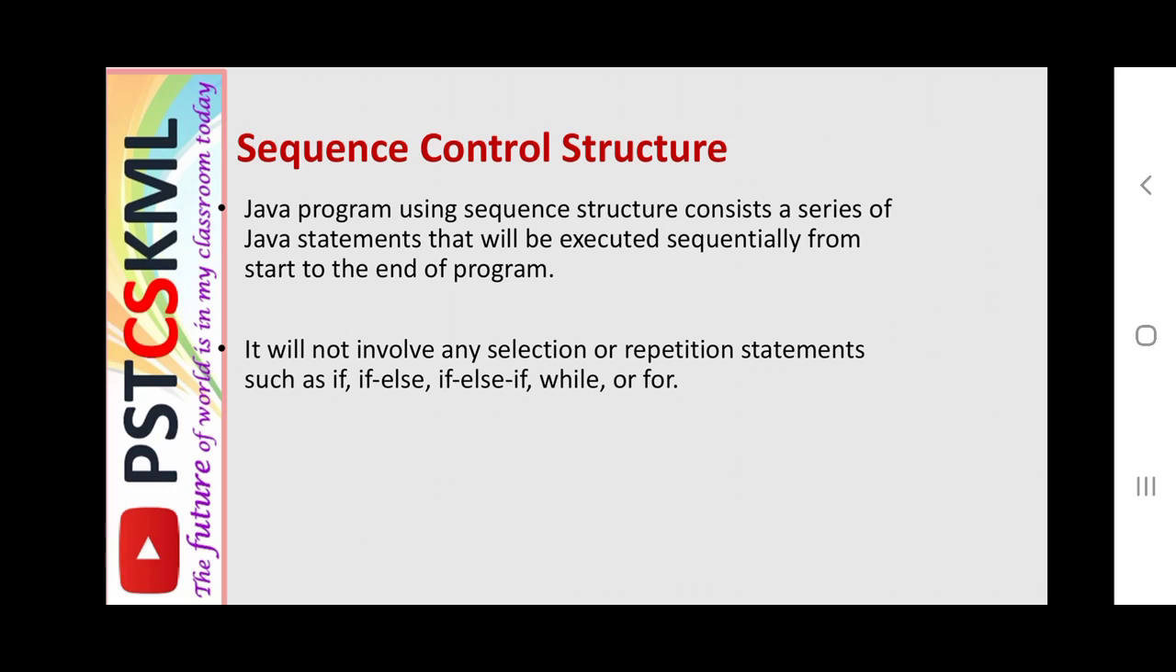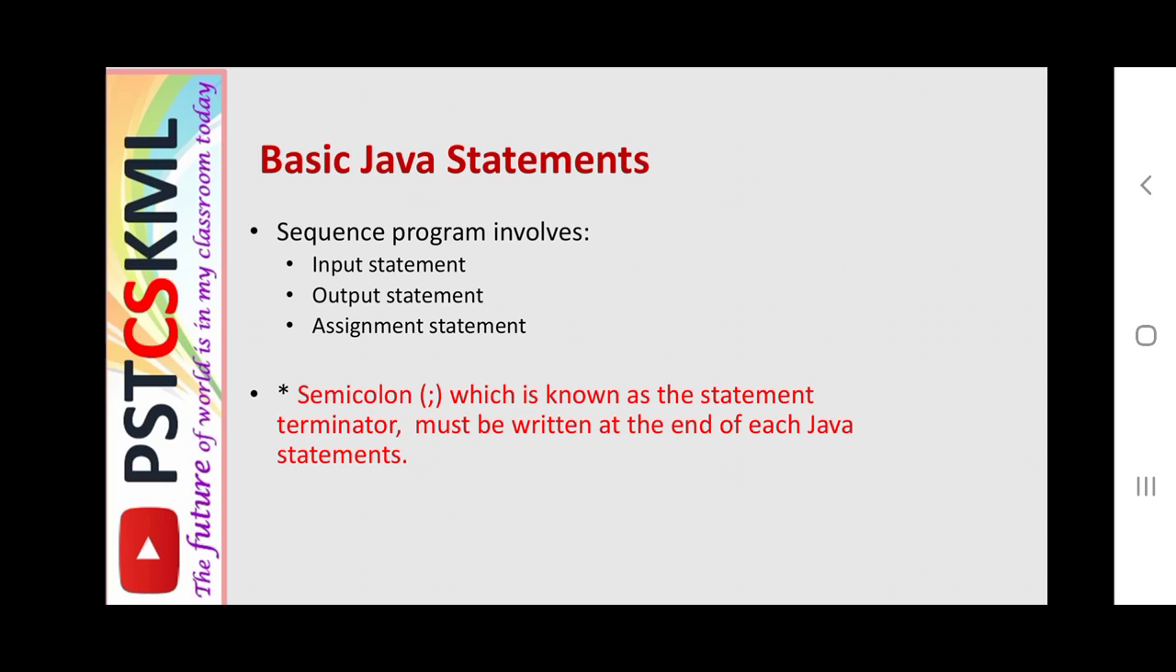Sequence control structure. A Java program using sequence structure consists of a series of Java statements that will be executed sequentially from start to end of a program. It will not involve any selection or repetition statements such as if else, while or for. Sequence means that you follow from the start until you end the task, so you don't have any selection or looping in a sequence control structure.